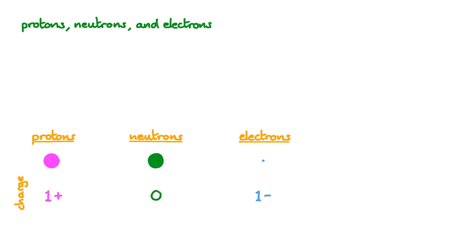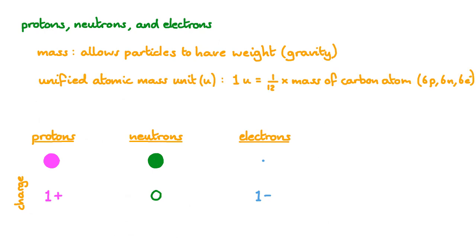Charge is just one property a particle can have, but particles can also have mass. If a particle has mass, it can feel the pull of gravity, so it can have a weight. Gravity is what holds us to the Earth. If we use kilograms, the mass of protons, neutrons and electrons gets a little silly, so we can use unified atomic mass units instead. One unified atomic mass unit is 1/12 of the mass of a carbon-12 atom with 6 protons, 6 neutrons and 6 electrons. A carbon atom like this has a mass of 12 unified atomic mass units.